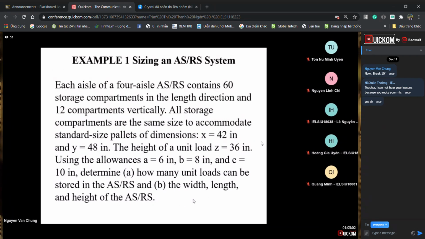Okay, this now is very important. Here is an example, sizing an ASRS system. Now you can revise this given data.